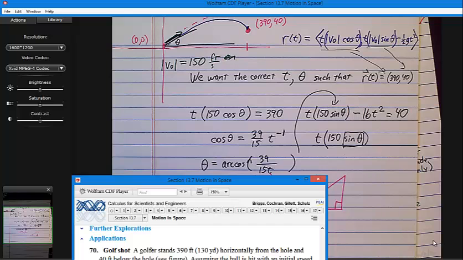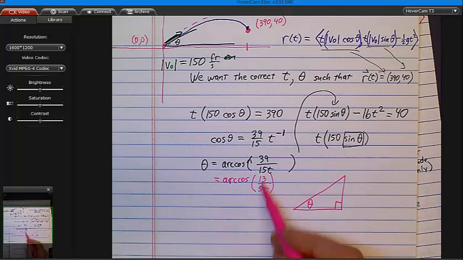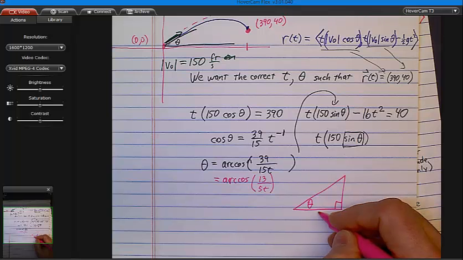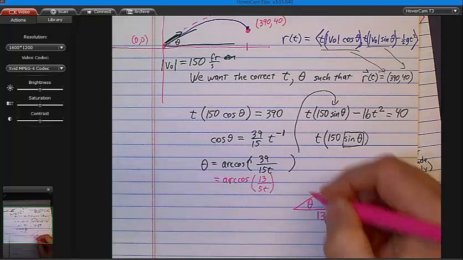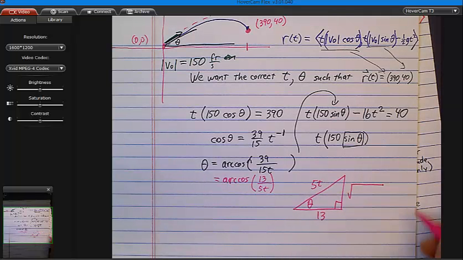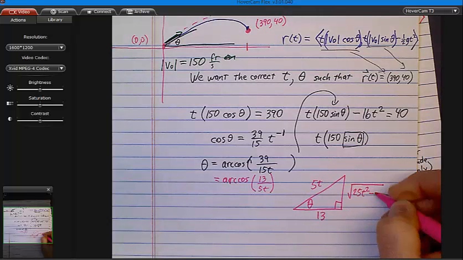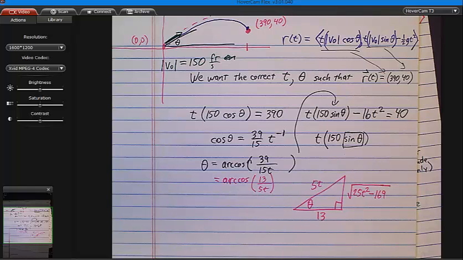I guess what I'm seeing, if the cosine of theta is 13 over 5t, this is 13, this is 5t, so this is the square root of 25t squared minus 169, yeah? Does that make sense, or is that too fast? That's fine.